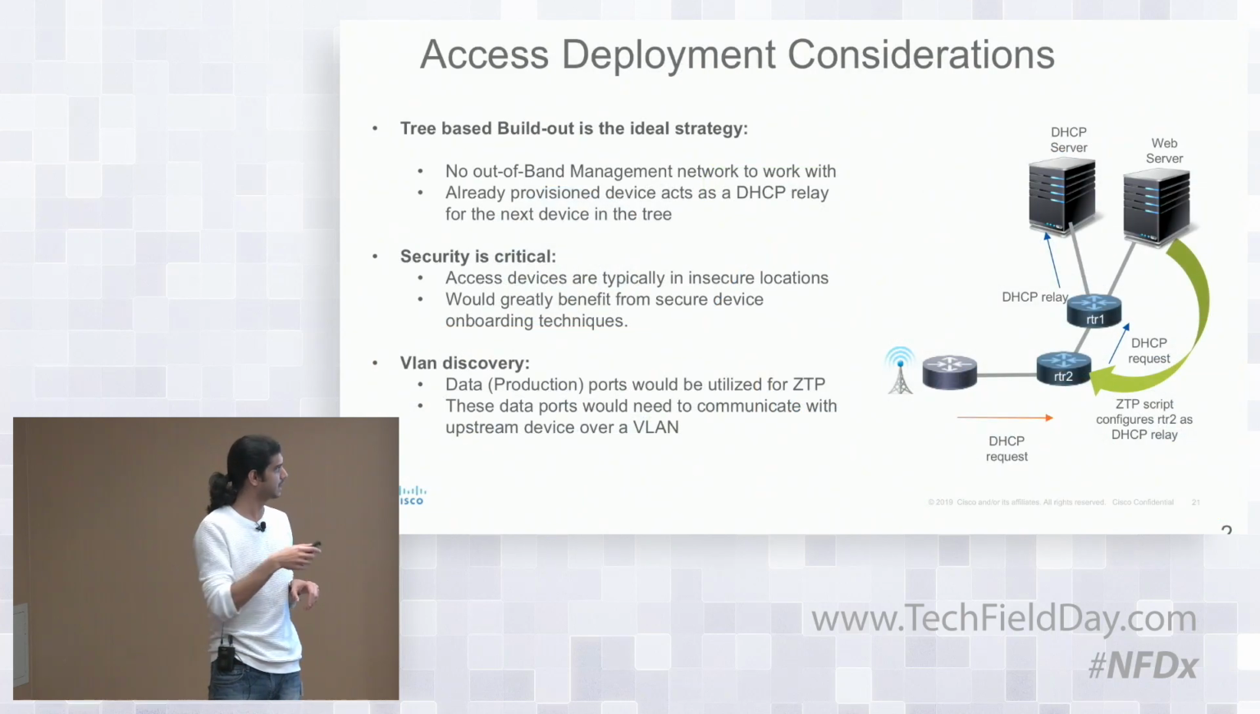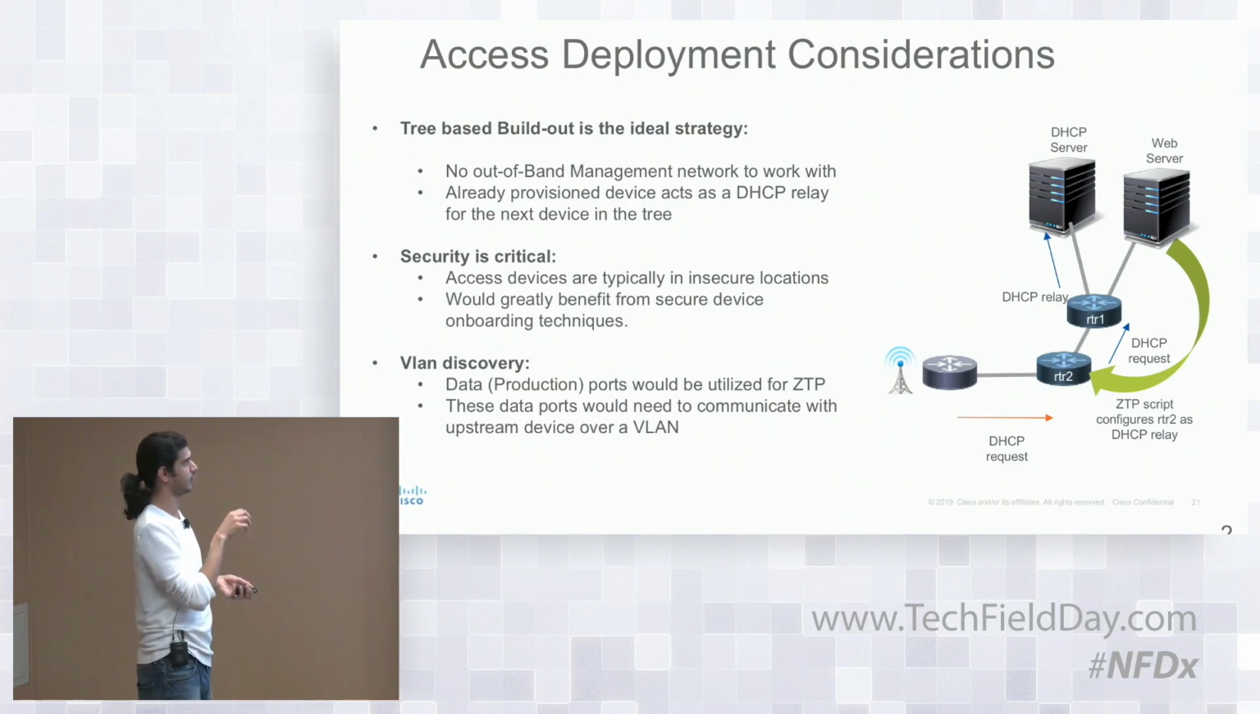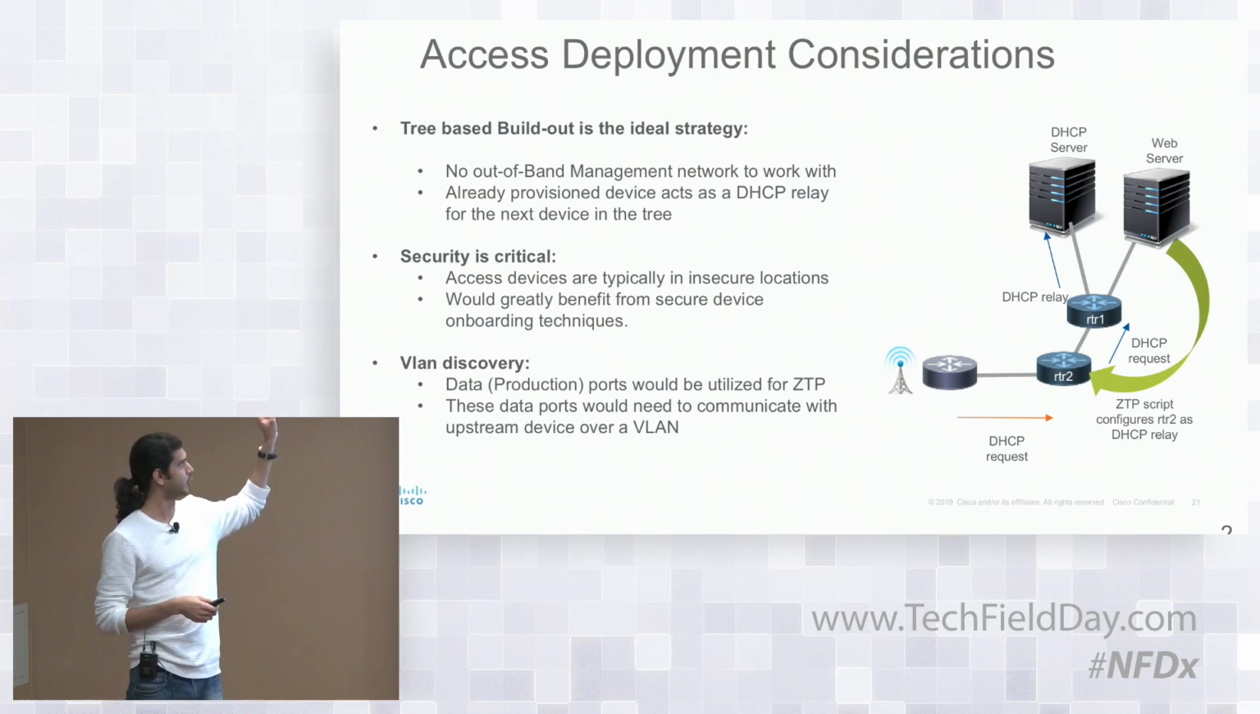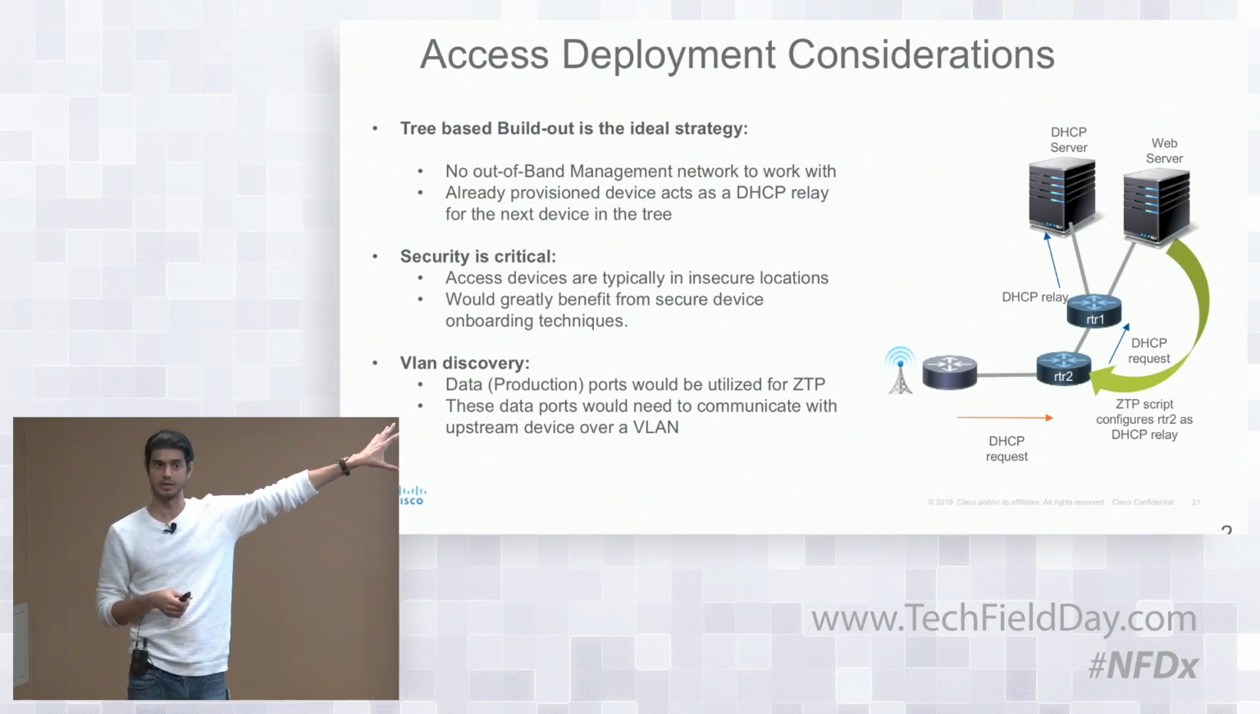So what basically happens in this case is that we have to look at three functionality requirements for ZTP to actually scale out for this network. One aspect is that you have to have a tree-based build-out for all of these devices.